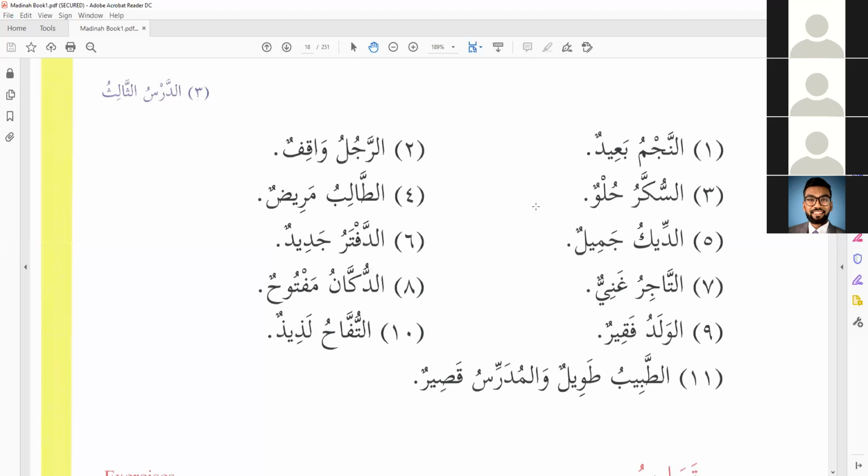Excellent. Next, we have the Shahada family. Could you do number 4? Someone from the Shahada family. الطالب مريض. Excellent work. Marid means sick, ill, right? Not feeling well. Well, there's some more vocab. Al-talib, the student, is ill, is sick.